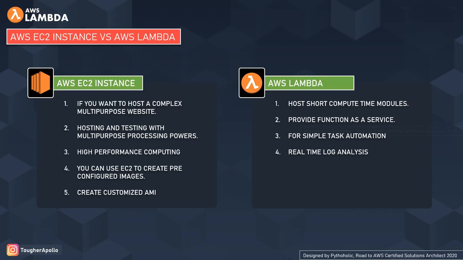If you want to host short compute time modules, or if we want to provide a function as a service using AWS Lambda functions, of course, or if we want to provide compute power for simple task automation, or if you want to have a provision for real-time log analysis, and henceforth. So these are a few differences that make AWS Lambda very useful when it comes to compute optimization.